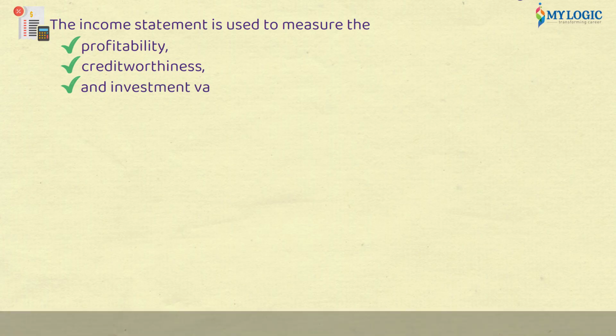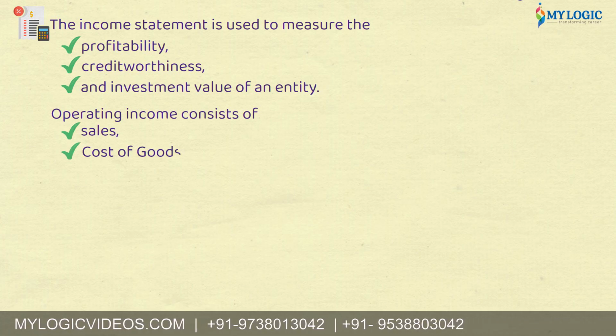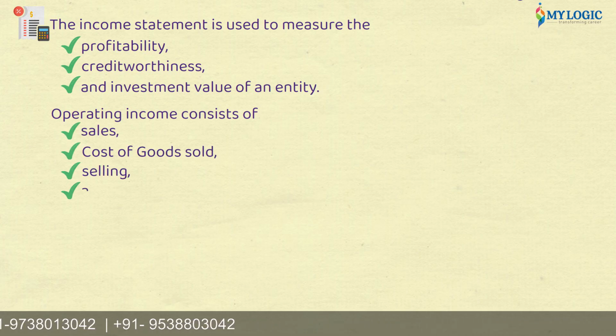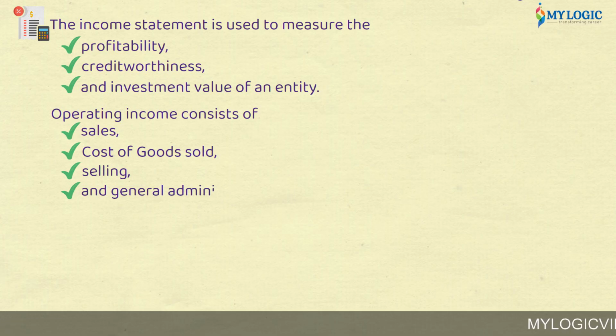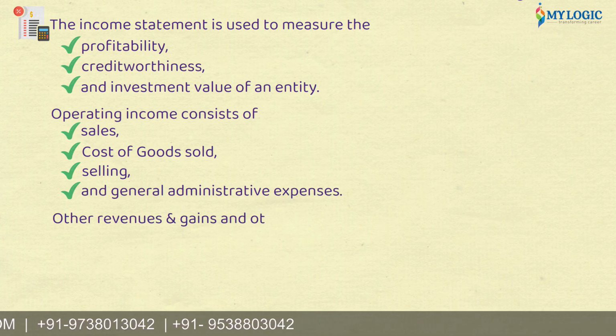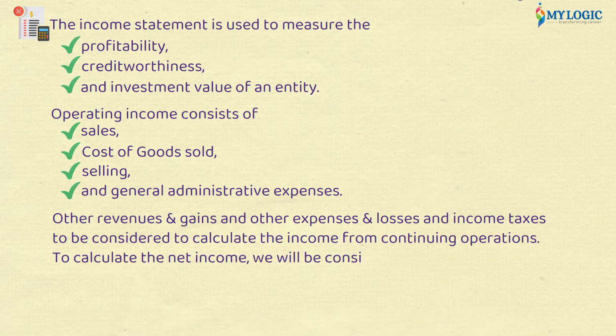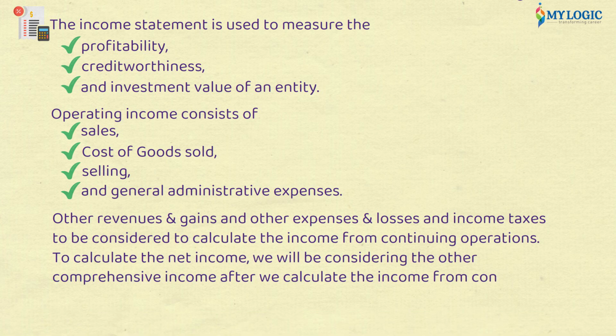The income statement is used to measure the profitability, creditworthiness, and investment value of an entity. Operating income consists of sales, cost of goods sold, selling and general administrative expenses, other revenues and gains, and other expenses and losses, and income taxes are considered to calculate the income from continuing operations. To calculate the net income, we will be considering the other comprehensive income after we calculate the income from continuing operations.